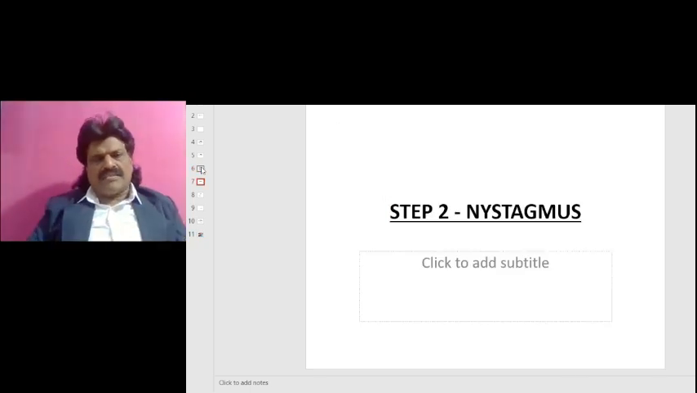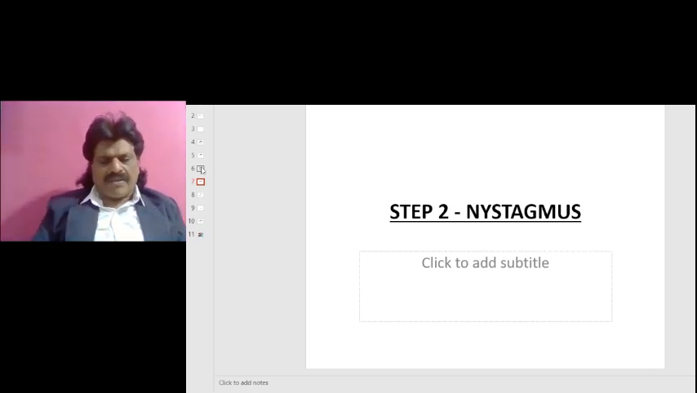This is the first step, that is the head thrust test. So you look for the vestibulo-ocular reflex impairment, head impulse test. The second step is the nystagmus.